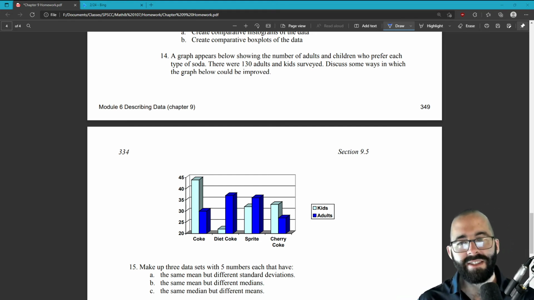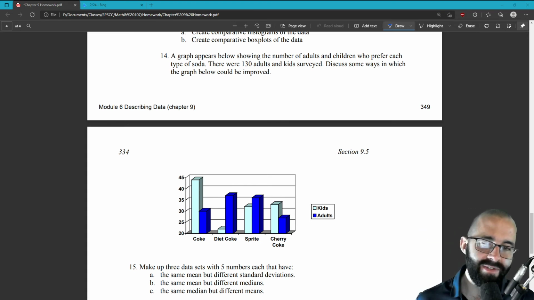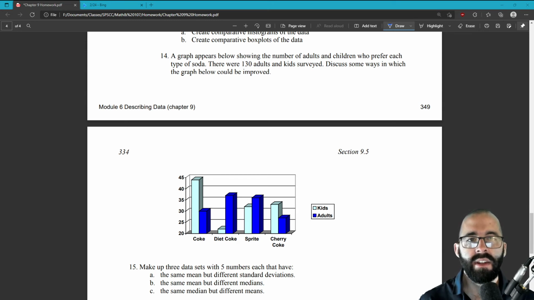Obviously, I'm a math professor, so I say, it needs to be really clear, right? But there's some reasons. Let's see, what are some other ways in which the graph could be improved. You know, there's a difference between the colors, right? It's showing the kids and the adults. You can very easily tell which one's which. So I think that's easy to see.